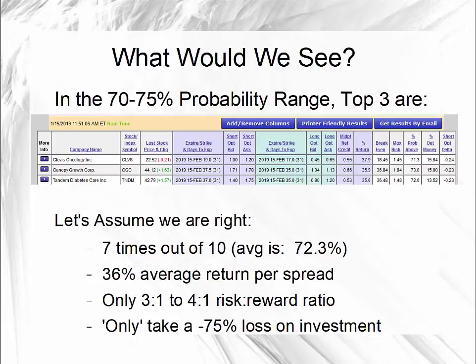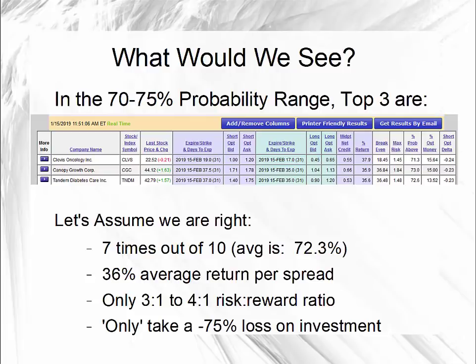Now, let's assume we entered these three trades and we did this same structure month by month in our portfolio. 7 out of 10 times we were right and made the maximum profit at an average of 36%. You see the probability there, the average probability is 72.3%. The stocks would be above our short put strike prices at expiration. If I'm taking a 36% return, I really have an average of only about a 3.5-to-1 risk reward ratio, 3-to-1 or 4-to-1. So if I do take the full loss on one of these spreads, it might wipe out 3 to 4 previous trades.